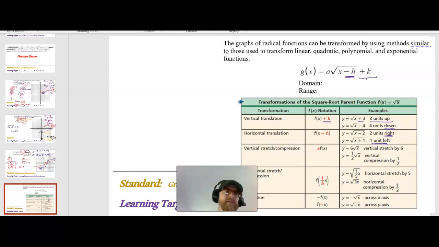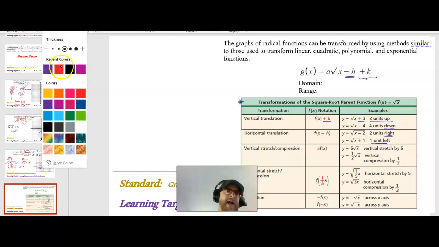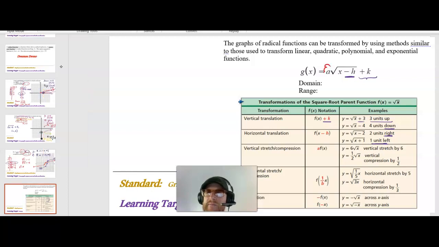We saw it briefly, but I do want to make it clear. Two things are happening with a. A is that coefficient out front. When a is negative, and that's the only one we're going to focus on, when a is negative, you reflect over the x-axis. So it was going up to the right, now it's going down and to the right. And we saw an example of that.